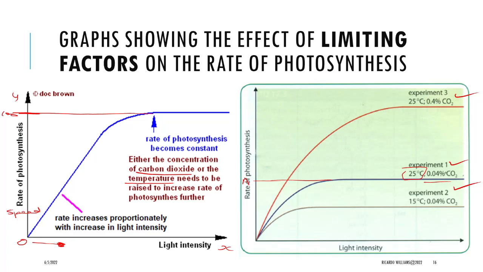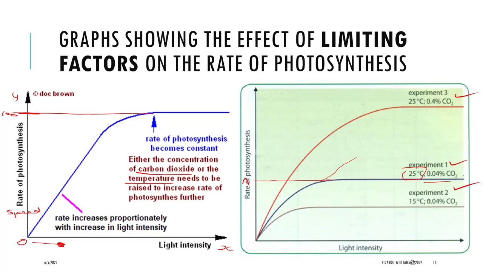Now, note that the experiment was done at a specific temperature, which is 25 degrees C, and a specific concentration of carbon dioxide, which is 0.04. Now, the light intensity has always been increasing. So when you reach this point, either the temperature needs to go up or you need to increase the amount of carbon dioxide so that the rate would continue to go up. But because these two stop now, both of them act as limiting factors to the rate, and the rate can go no faster.